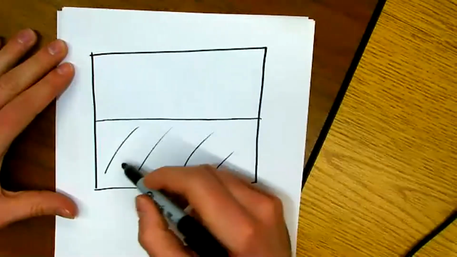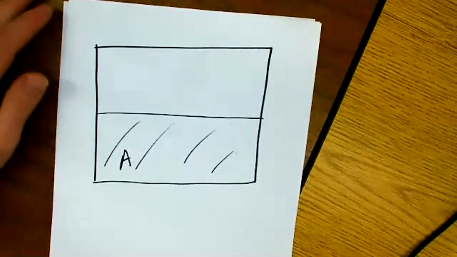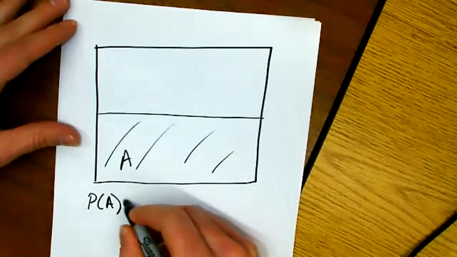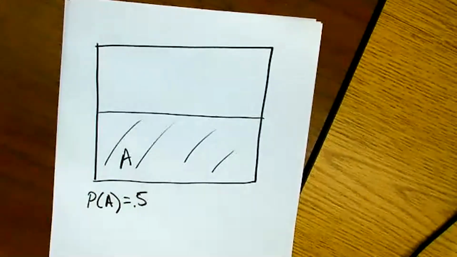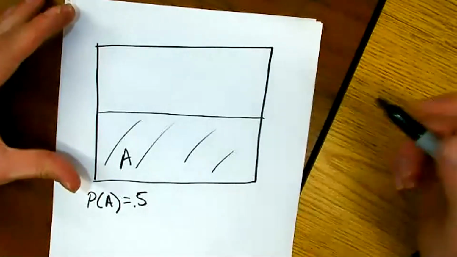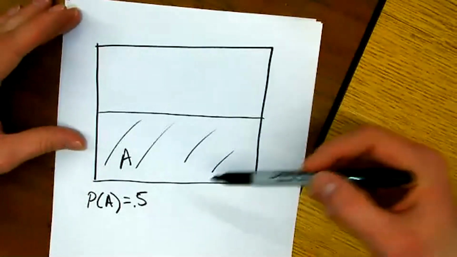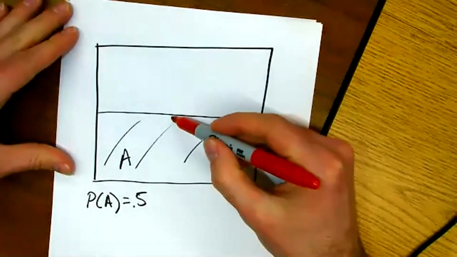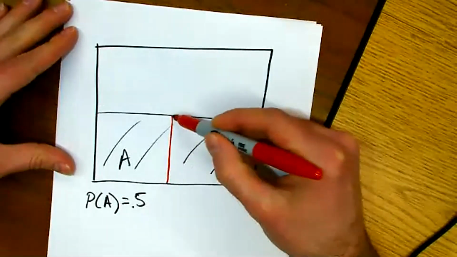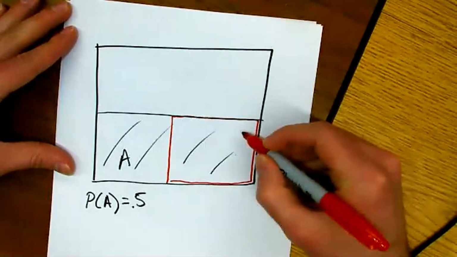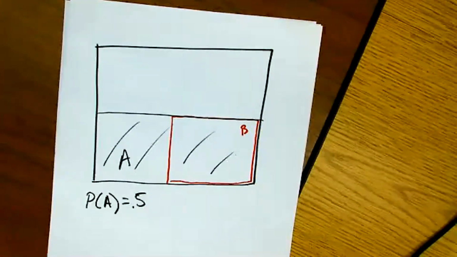So let's say this entire area here is event A. And I tried to draw this in such a way that it looks like it's exactly half of the entire experimental outcome space, right? So let's say 50% of the outcomes are in event A, okay? Let's say I then take this little rectangle or square over here, and I'm going to call this event B, okay?